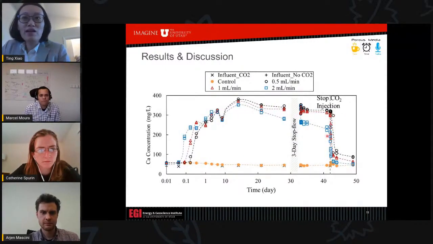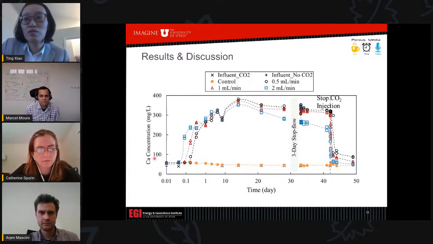We found 3 patterns of cation dissolution. The first one, such as calcium, shows a quick increase, and it reaches the peak in about 10 to 14 days and keeps a high level until CO2 injection stops. We interpret that this is due to calcite dissolution because it is a continuous source of calcium release.